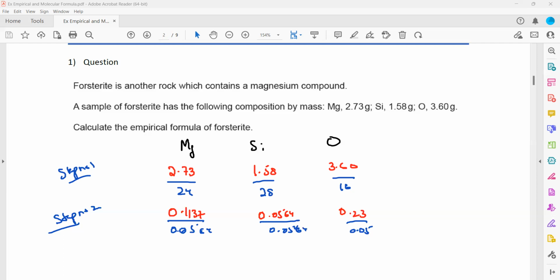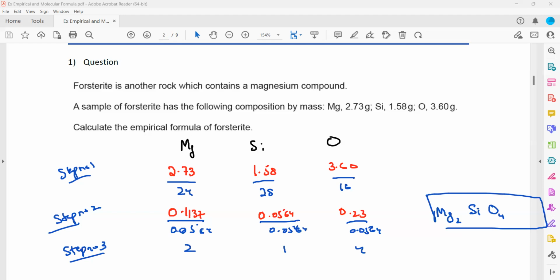So when we divide by 0.0564, this will be 2, approximately this will be 1, and this will be 4. So in step 3, we normally convert them into whole numbers. Magnesium is 2, so Mg2, silicon is 1, and oxygen is 4. So that's the empirical formula of this compound. Is this one clear, the first one?